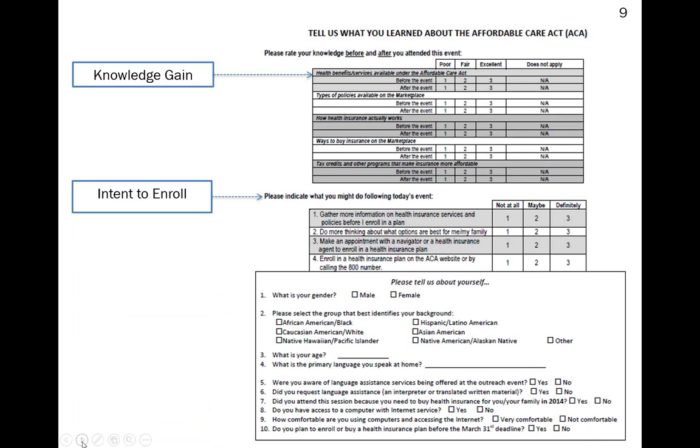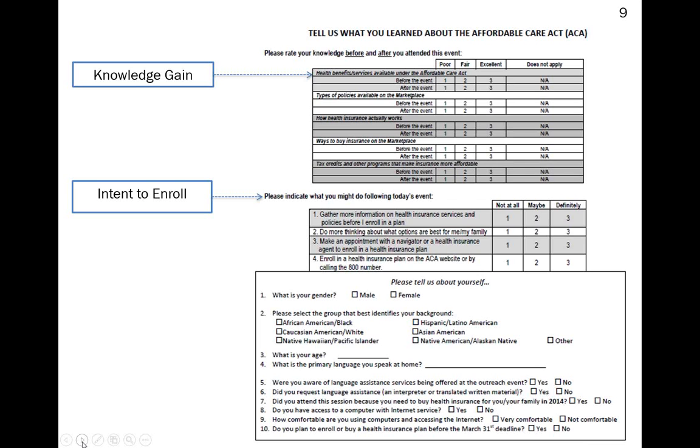For behavior change, we looked at 4 specific stages of change. The first stage was to do more thinking about options. The second was to actually go out and gather more information. The next would be to make an appointment with a navigator or in-person assister. And the last would be to actually enroll in a health plan online or via the 800 number.